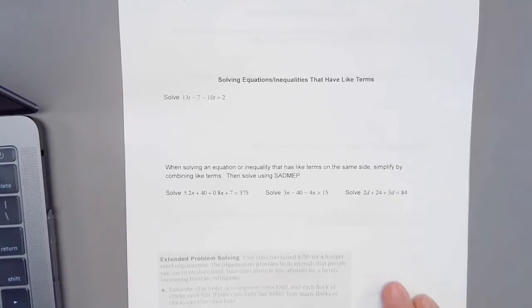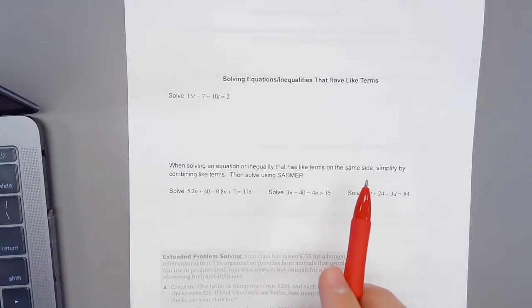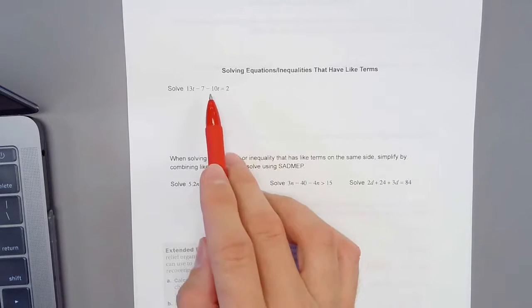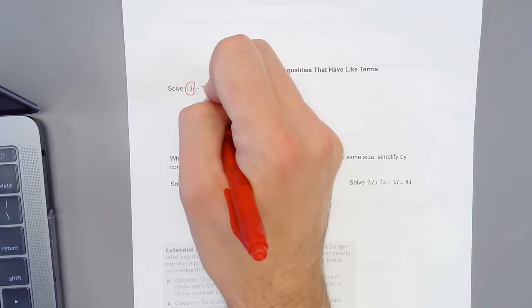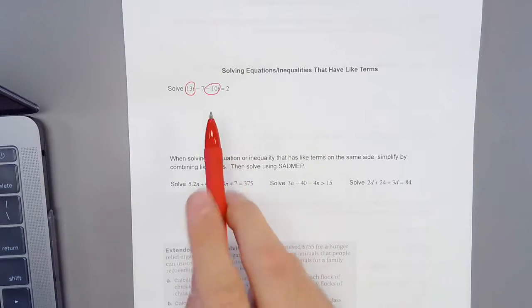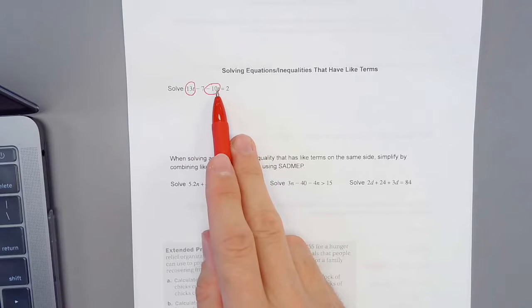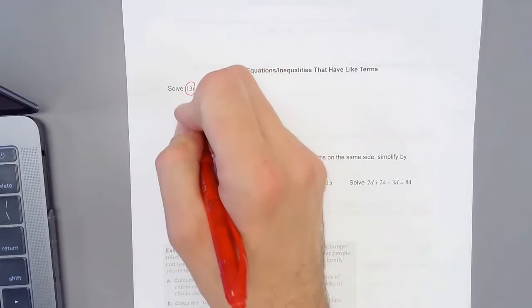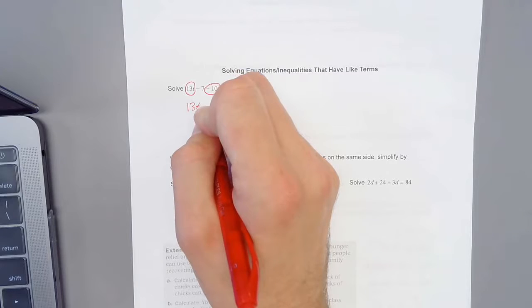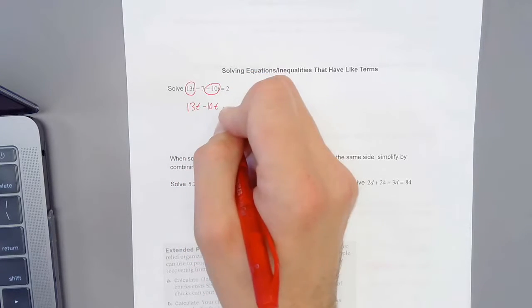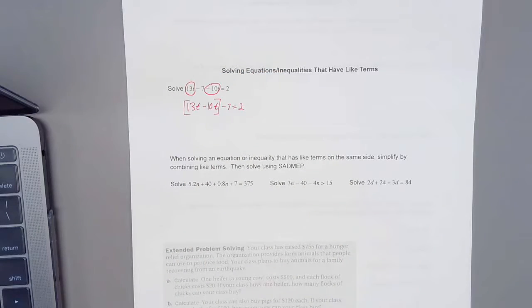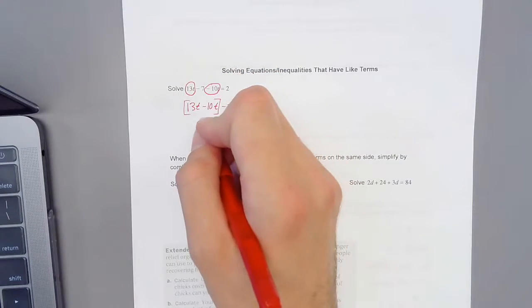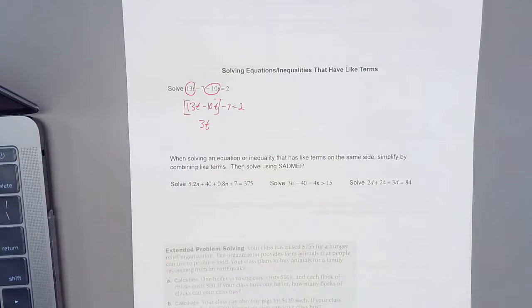Now we're going to be talking about what if you have like terms. If you have like terms, what we need to do first is combine our like terms. This says I have 13t and take 10 of those t's away. So really I can rewrite this as 13t minus 10t minus 7 is 2, and I want to do this t combining first. So 13 minus 10 is 3. I have 3 t's left over if I have 13 and I take 10 away.